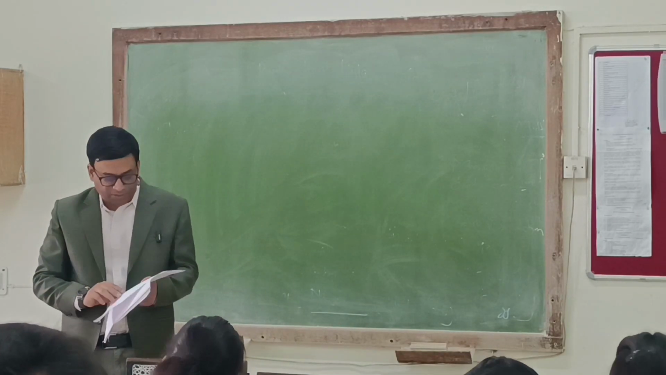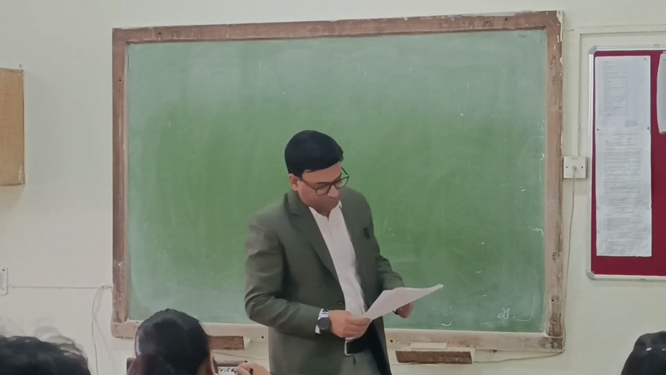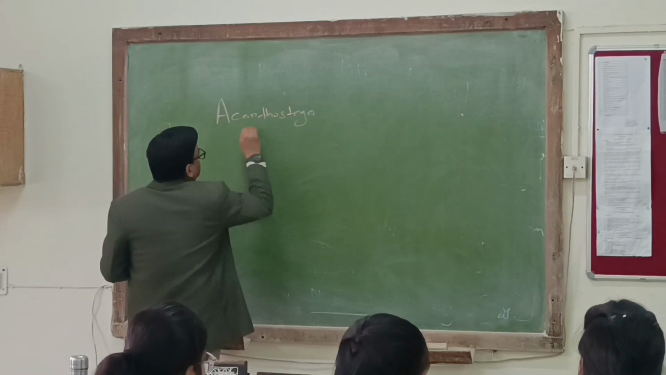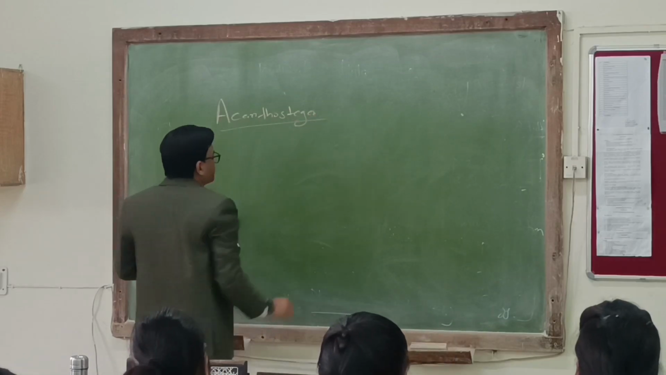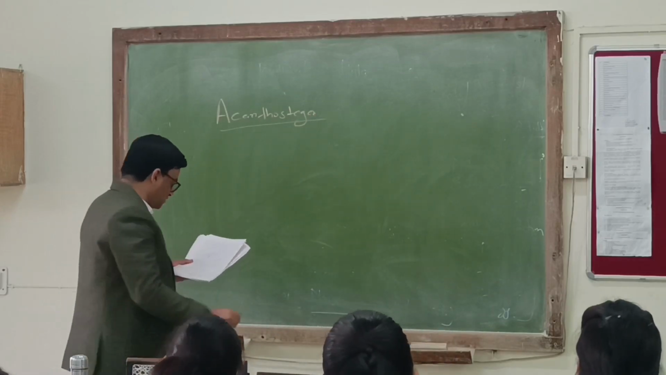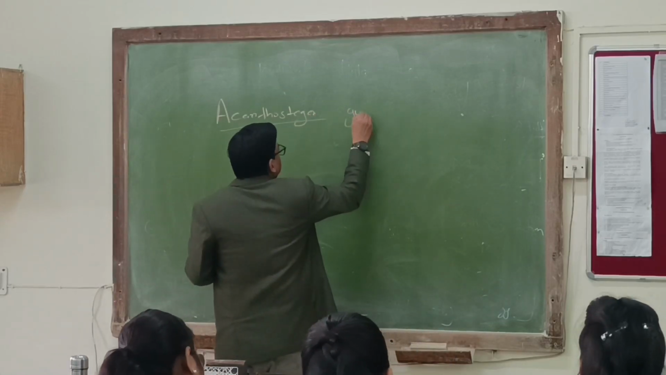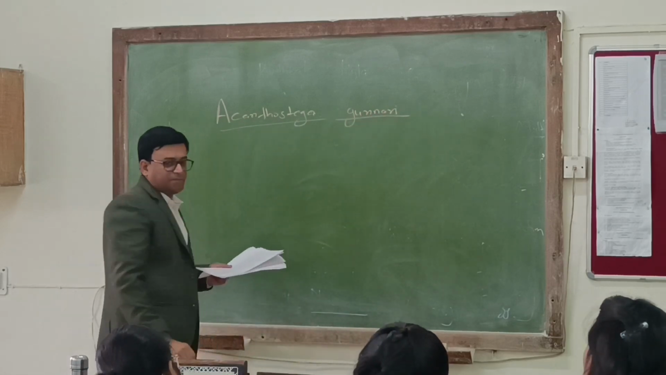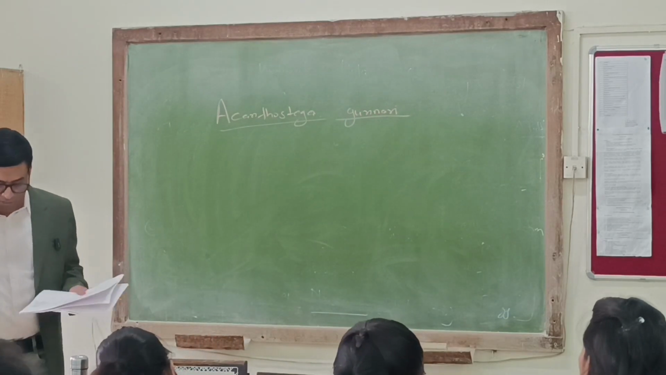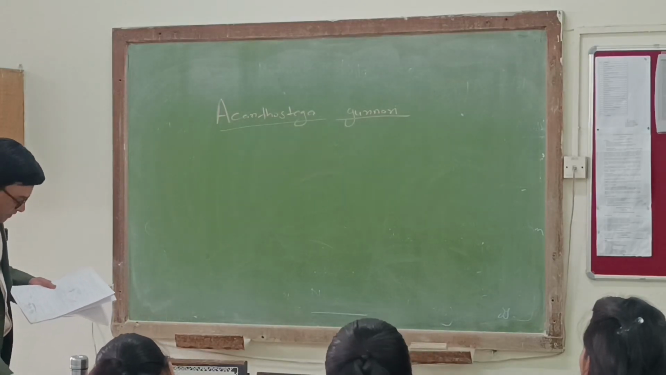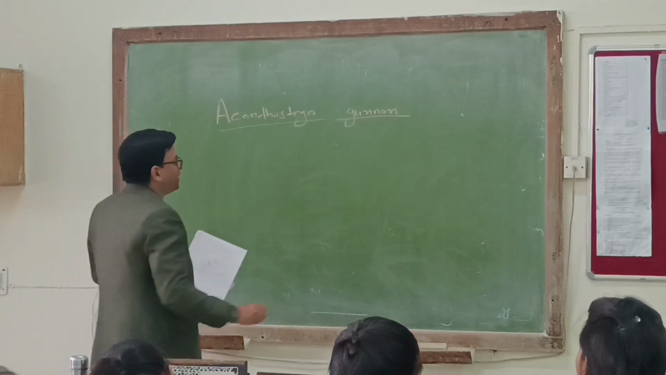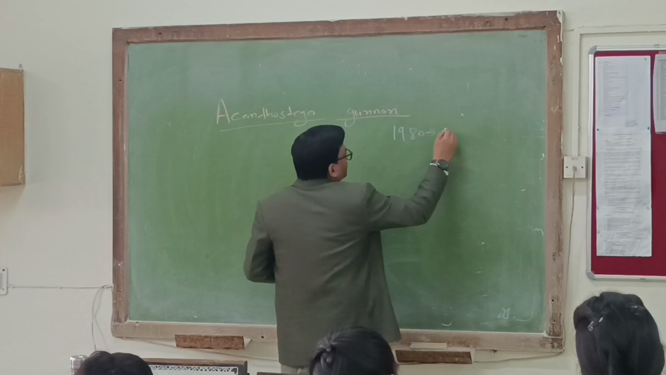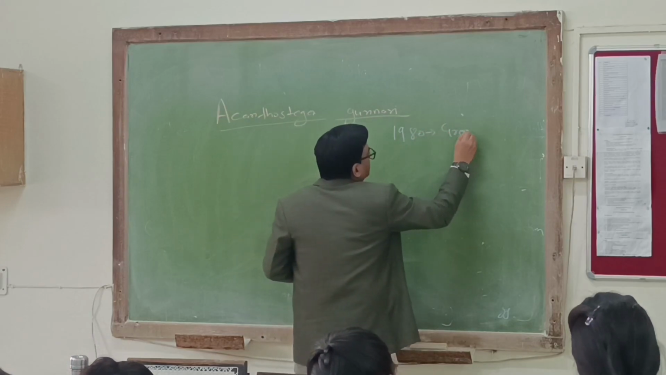So write down Acanthostega. Very famous fossil, and the species is gunnari. You should remember all these names, Acanthostega gunnari. Now this fossil was found in 1980 from Greenland.